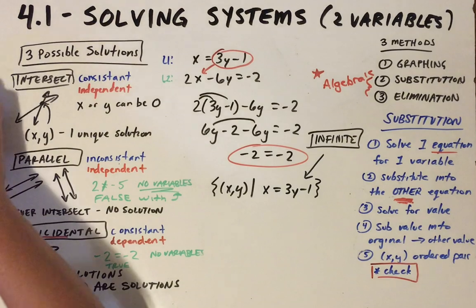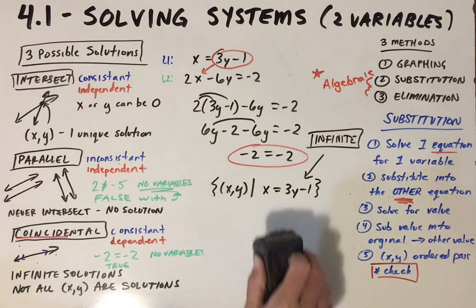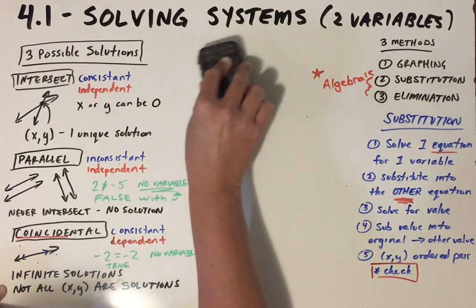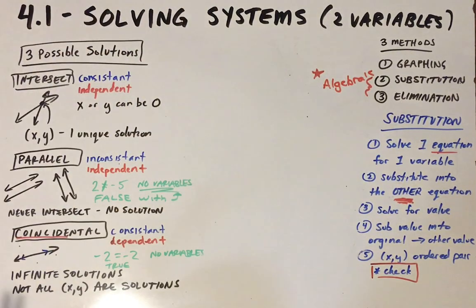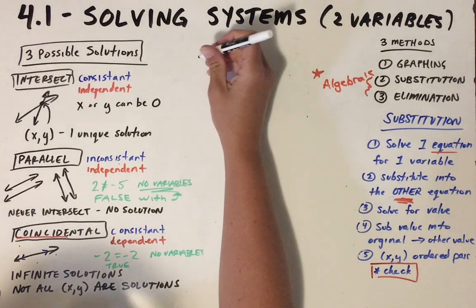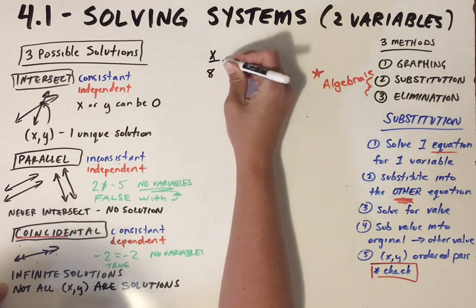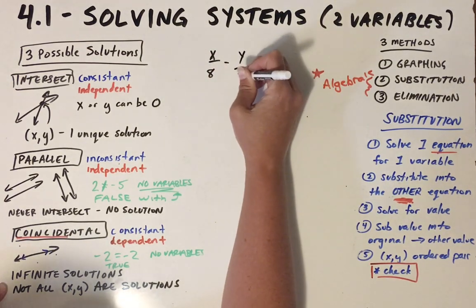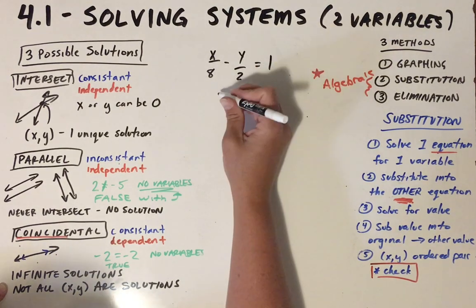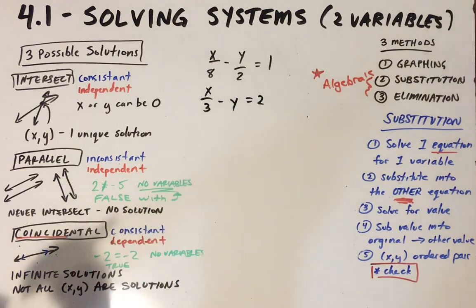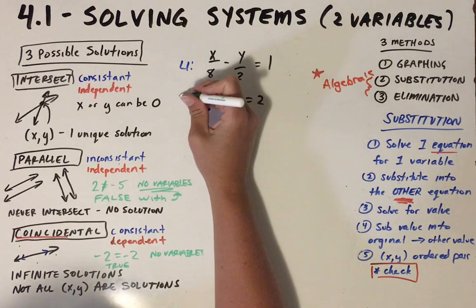All right, let's do one more with fractions, and we will talk about a couple things real quick. My line 1, I'm going to have x over 8 minus y over 2, and that's going to be equal to 1. And I'm going to get x over 3 minus y is equal to 2. So we've got line 1 here and line 2 in my system.